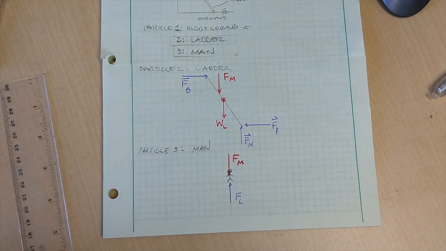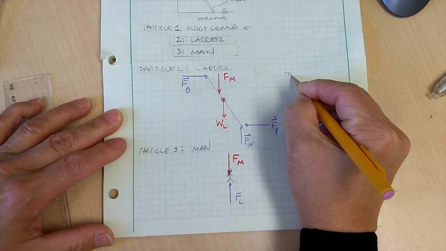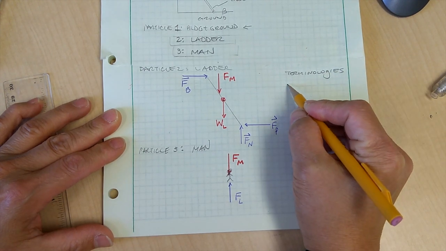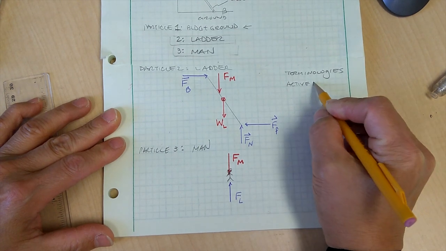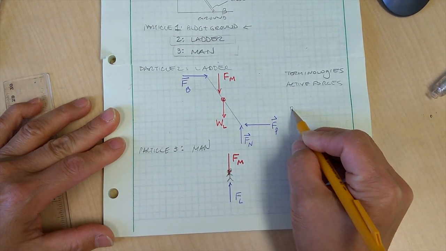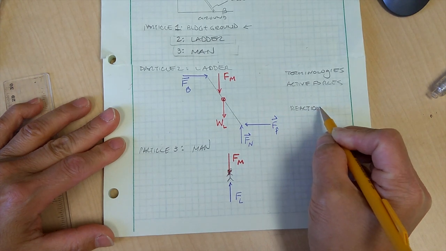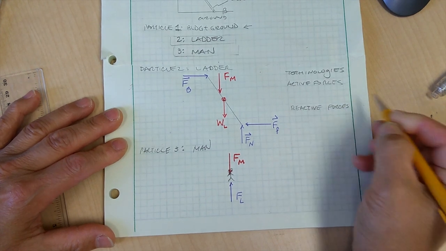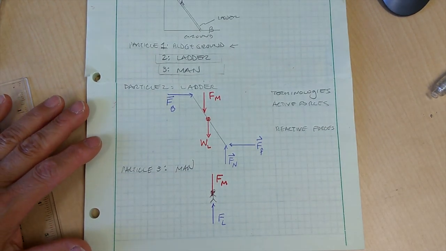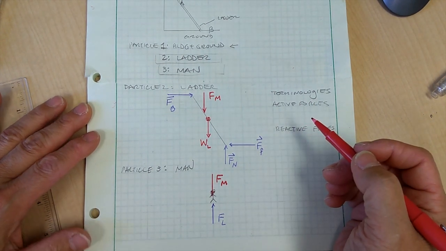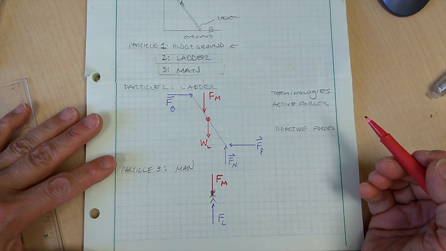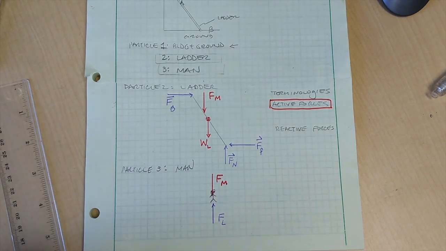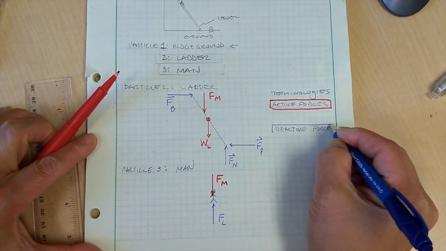So we need to get some terminologies down. Some terminologies that you will come across in this course are called active forces and reactive forces, or reactions. In these two diagrams, what I have shown are active forces in red and reactive forces in blue.